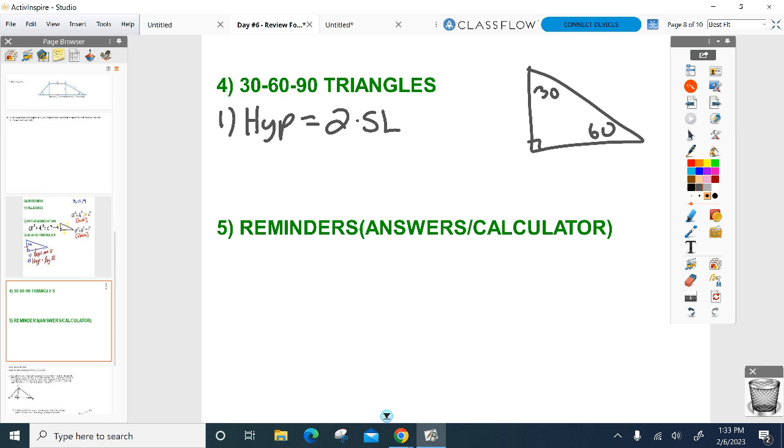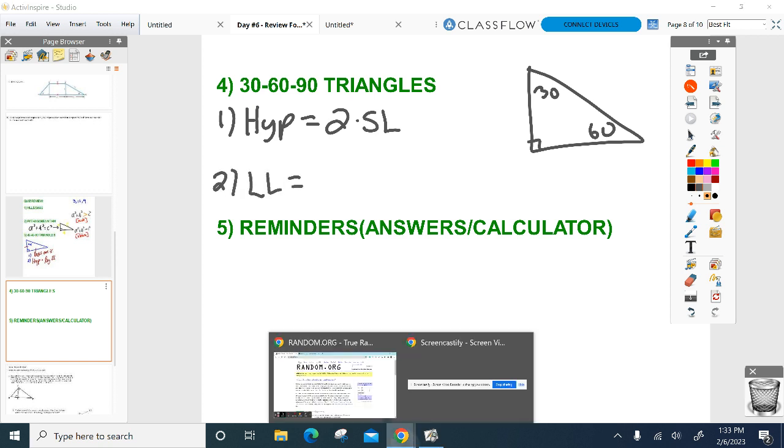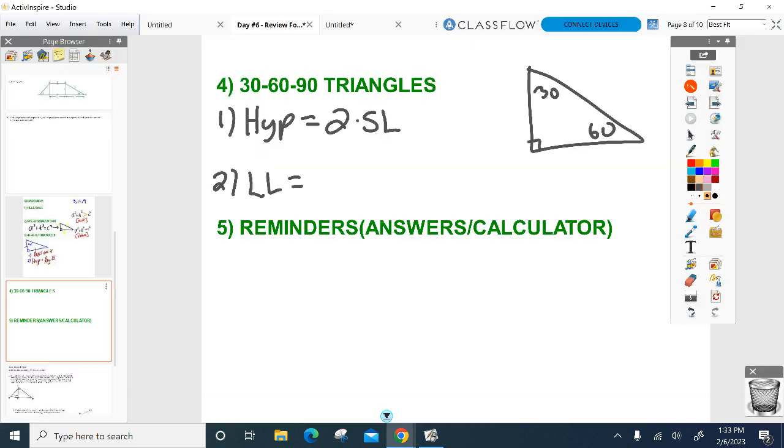What's the smallest angle in this triangle? 30. Across from the 30, right? Across from the 30. And I've got a longer leg across from the 60, and that's found by the short leg times radical 3. Good job. Okay, and that's it as far as the quiz goes, as far as the topics go.